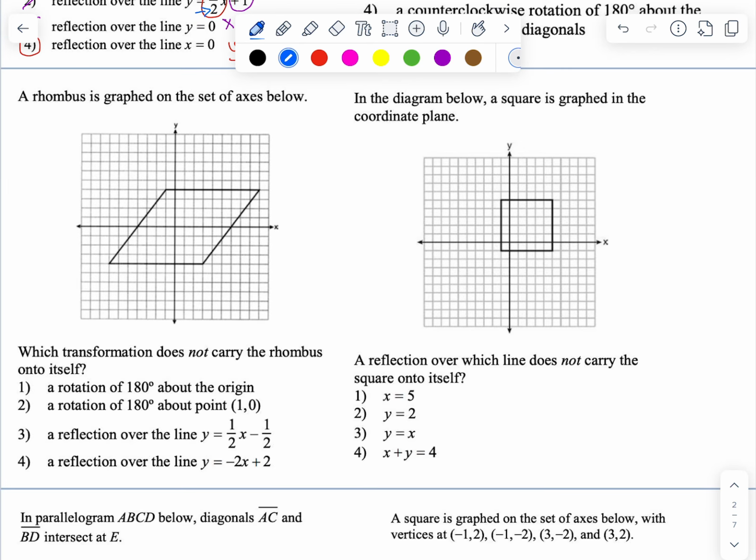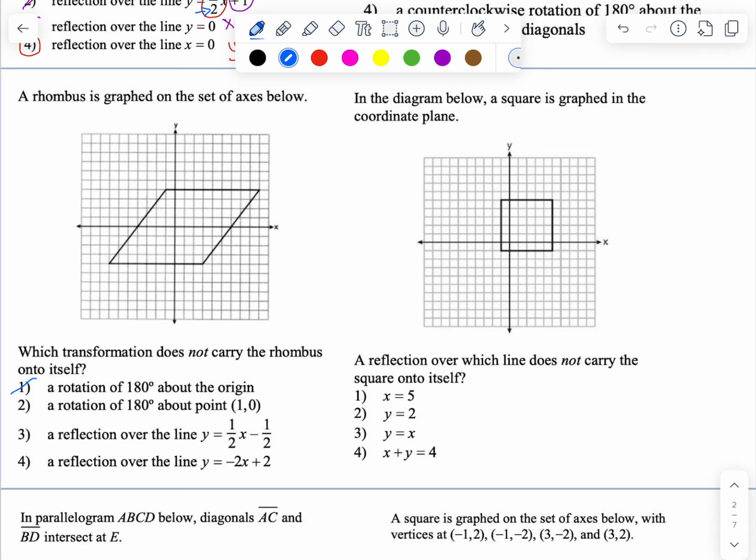Which transformation does not carry the rhombus onto itself? This one's very similar to the other ones that we did. So let's try out the answer choices. A rotation of 180 degrees about the origin. The origin is not the center of the shape. That rotation cannot even attempt to work. A rotation of 180 degrees about the point 1, 0. That might work. Looks like it's the center of the shape here. We'll put that one on hold.